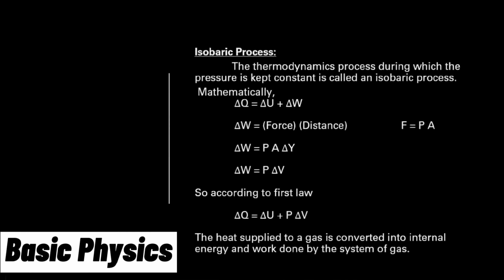Isobaric process. The thermodynamic process during which the pressure is kept constant is called an isobaric process. The heat supplied to a gas is converted into internal energy and work done by the system of gas. The pressure exerted by gas molecules is P, equal to force exerted per unit area. Then work done in isobaric process is equal to P delta V. Then first law becomes delta Q is equal to delta U plus P delta V. The heat supplied to a gas is converted into internal energy and work done by the system.